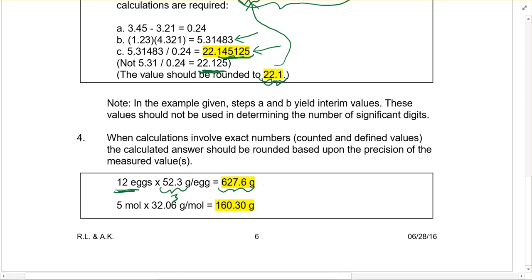So this is wrong. This should say 628 grams because this is now 3 significant digits. This one as well. So I look at the precision of this number. There's 4 significant digits there. My answer should also only have 4 significant digits. So this would be 160.3 grams is what my answer should be there. I was just testing you to see if that was right now.